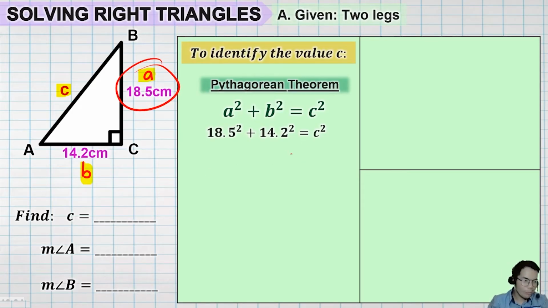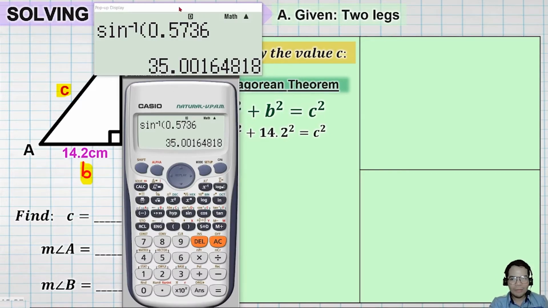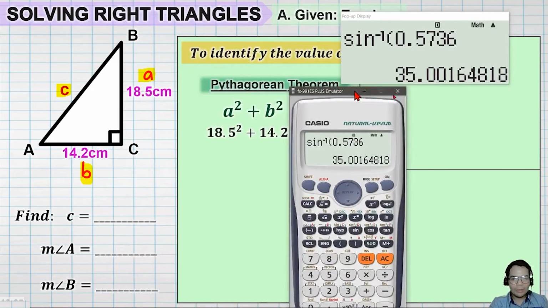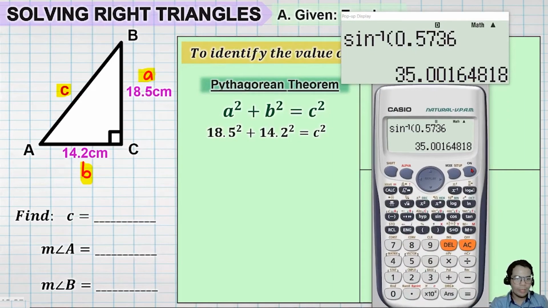Ngayon, wag na kayong ma-stress diyan sa ano yung square ng 18.5? Parang hindi ata natin yan dinisscuss nung nag-discuss tayo ng mga perfect square. That is because 18.5 is not an exact whole number value, di ba? Hindi talaga natin yan sinama sa pag-discuss natin ng mga perfect square. So, meron kayong scientific calculator. Pwede nyo nang isolve isa-isa yan. 18.5, then i-square mo. Tapos, 14.2, then i-square mo.